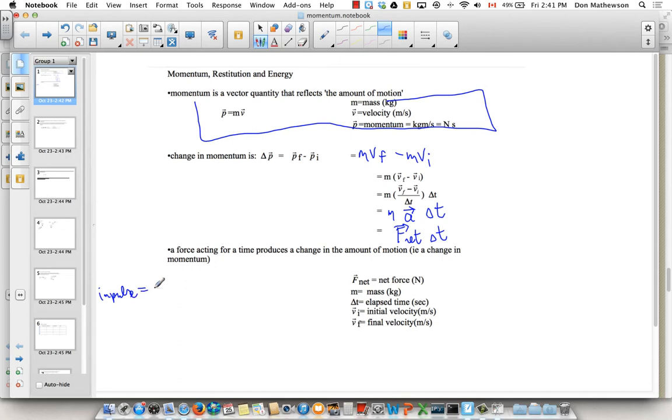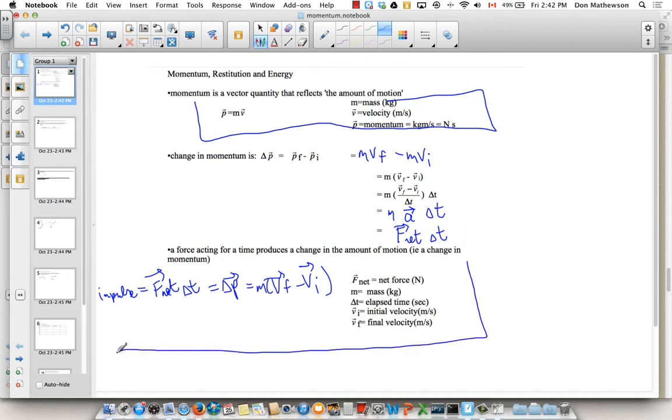So impulse, which is the product of net force and time, equals the change in momentum, which equals the mass times the velocity change. That says F net for the net force. Okay, so that's the impulse momentum theorem.